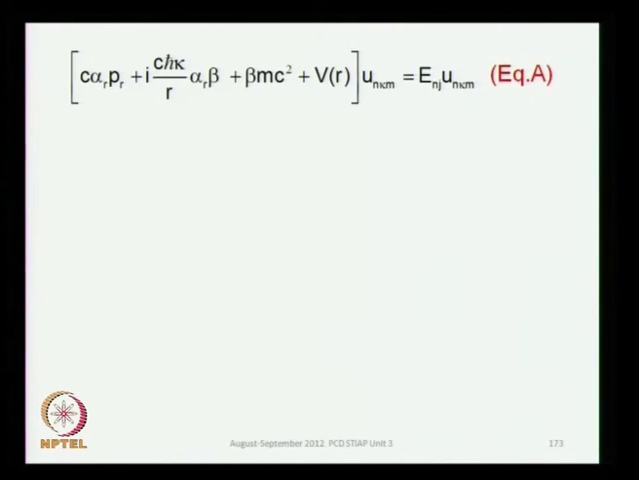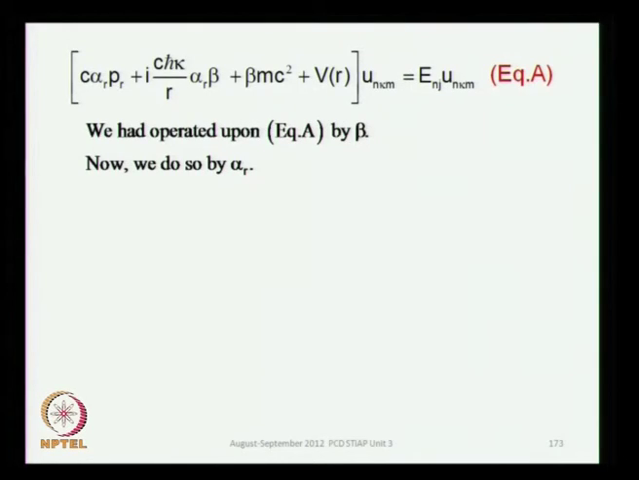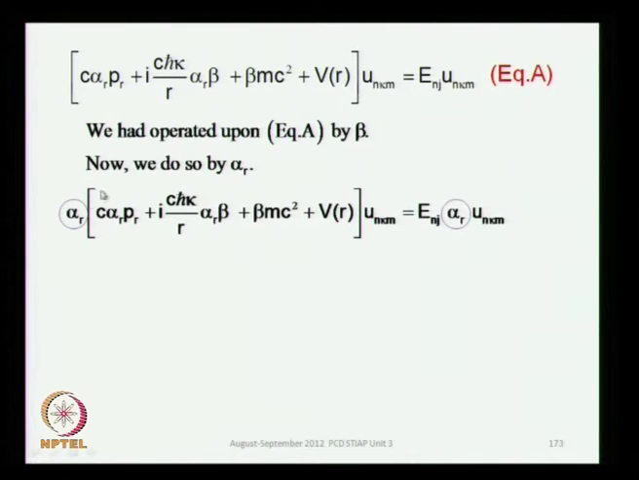Now, let us go back to the equation A which I had used earlier. You remember we had taken half the sum of equation A and equation B. It is the same equation A which I have written again, but this time I am going to do something different with it. Instead of operating upon equation A by beta, we will operate this time by alpha r. It is the same kind of technique, but now we take the other operator which was there in the equation of motion. So, you have alpha r pre-multiplying this whole equation, and then you have alpha r pre-multiplying this wave function, which is a 4 component wave function.